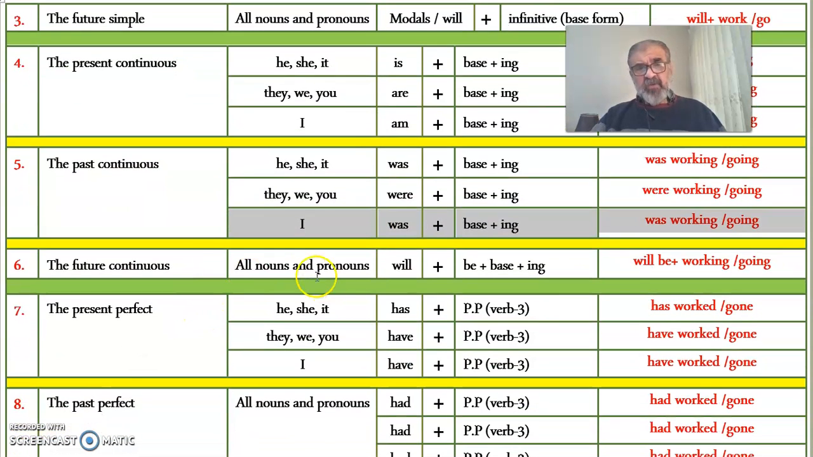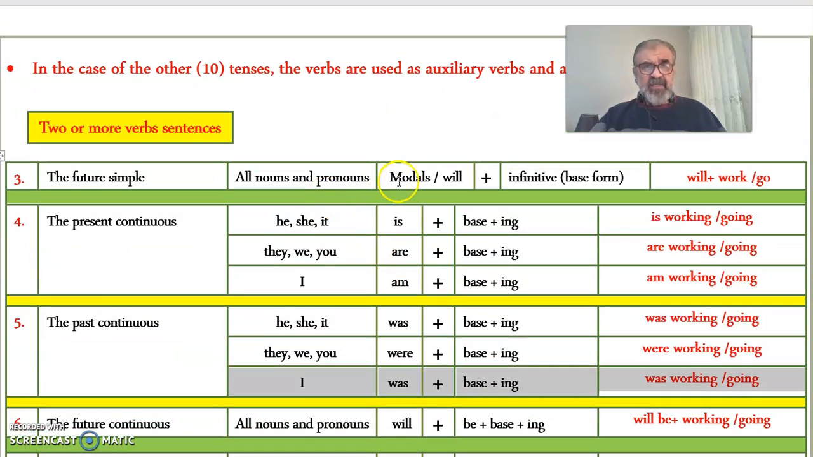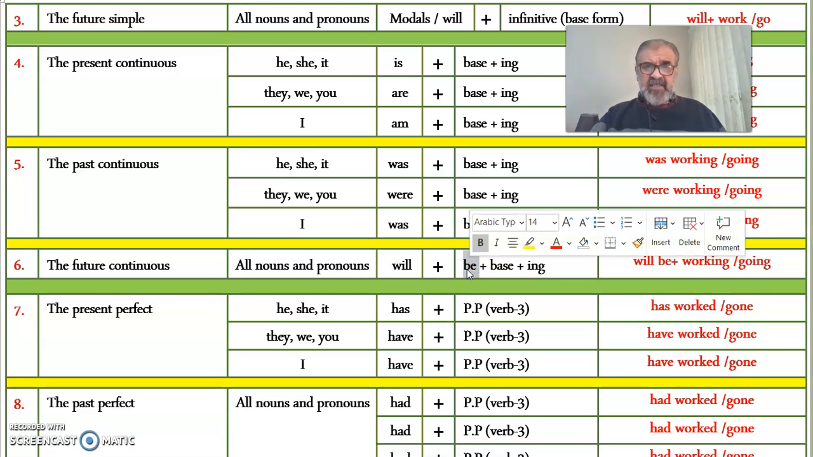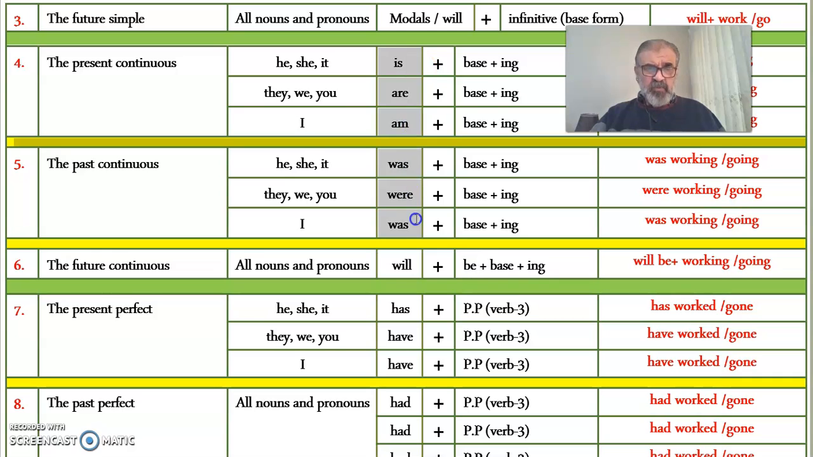Now, the future continuous. Again, I'm going to take one example from the modal verbs. In this case, I've taken will, followed by the verb to be, plus base-ing. And let me remind you of something. The verb to be here should stay as it is, not like is, are, am, was, or were. So that's why we say will be, not will is, or will are, or will was, or will were. You can't say that. Working or going.